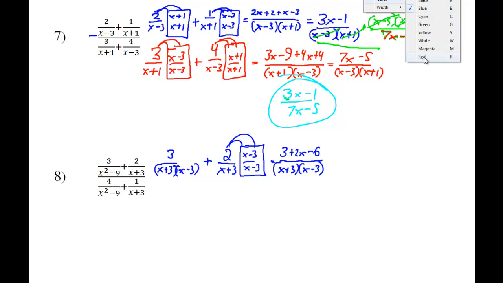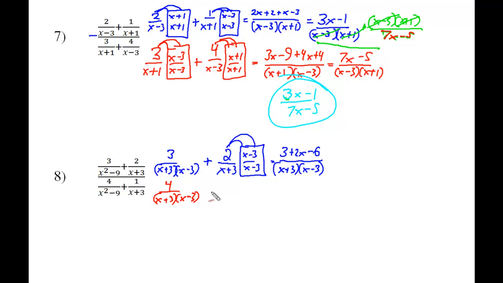And as I change to red here, I'm going to have my 4 over x plus 3, x minus 3. I'm just factoring out the x squared minus 9. Plus my 1 over x plus 3. I'm going to multiply this by x minus 3 over x minus 3, like so, just like I did in the problem up above it, because I needed to get a common denominator of x plus 3, x minus 3. This 1 jumps on the inside, which gives me a total of 4 plus 1x, or just x, minus 3, over x plus 3, x minus 3.